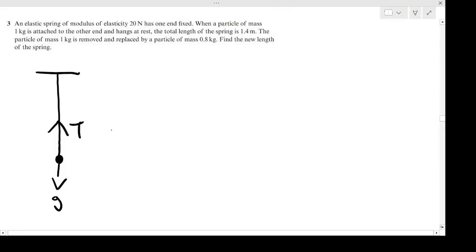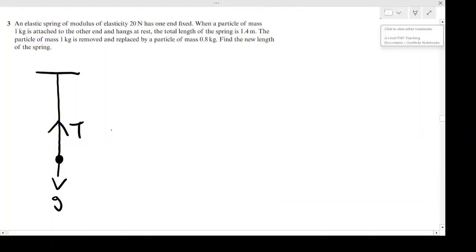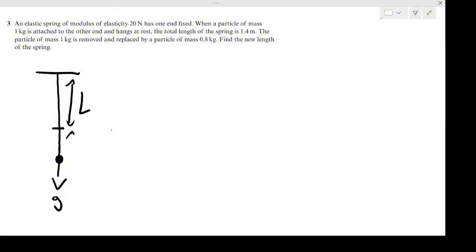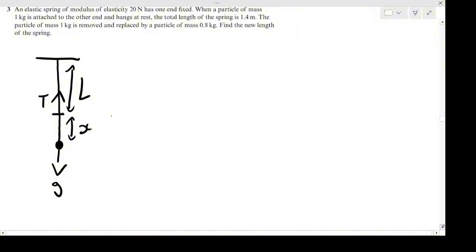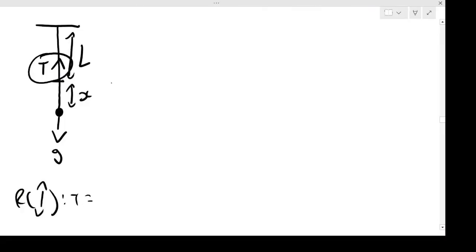Now in terms of lengths, let's say this part is my original length, so my natural length L, and this length is my extension x. Hopefully happy with that, and with my tension force there. Hopefully happy with this setup. So if I first resolve up and down, the upwards force T is going to equal the downwards force g, or T is equal to 9.8.